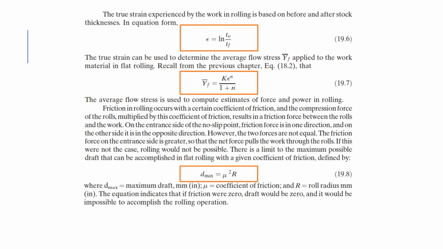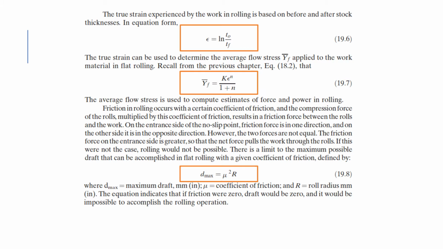Based on this, we will also be able to calculate the true strain. If you remember from the previous example that I mentioned, the epsilon equals ln T naught over T final. So then you will be able to calculate the value for the true strain.